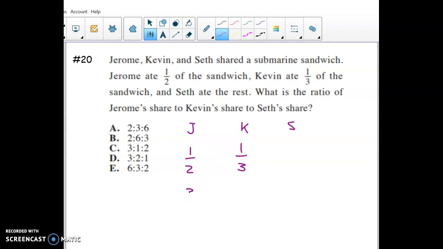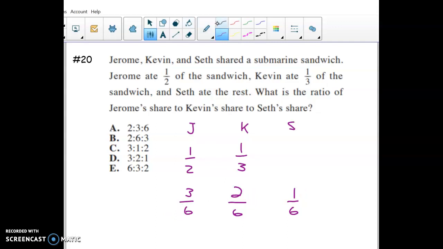So 1/2 is the same thing as like 3/6. Take the top and bottom times 3. Take this one times 2. So 1/3 is 2/6. Okay, and then that would hopefully help us figure out that Seth must have ate the remaining part, which is just 1/6. Right? This is 5/6 together, so that means the remaining part must have been 1/6.